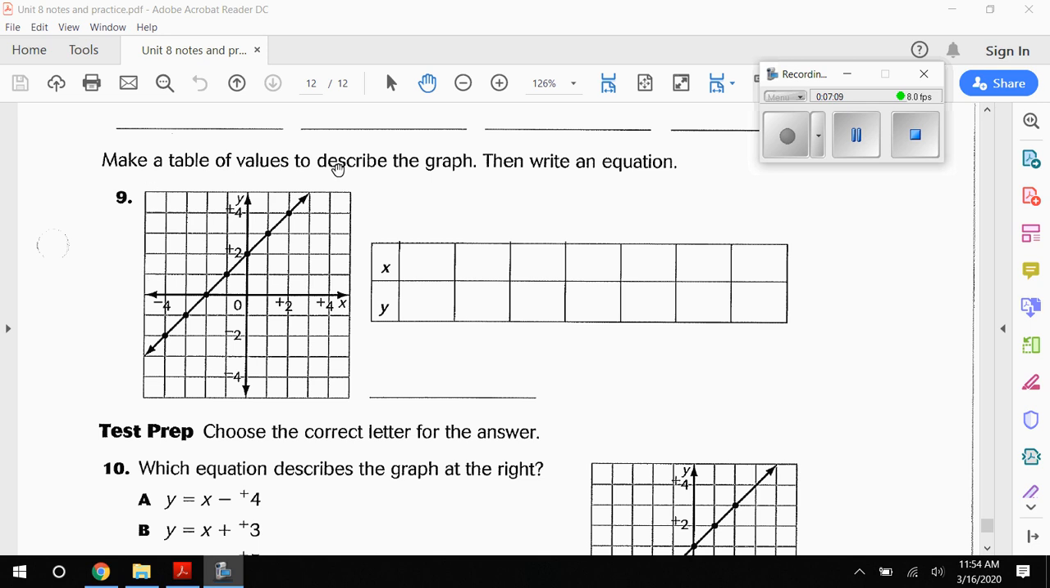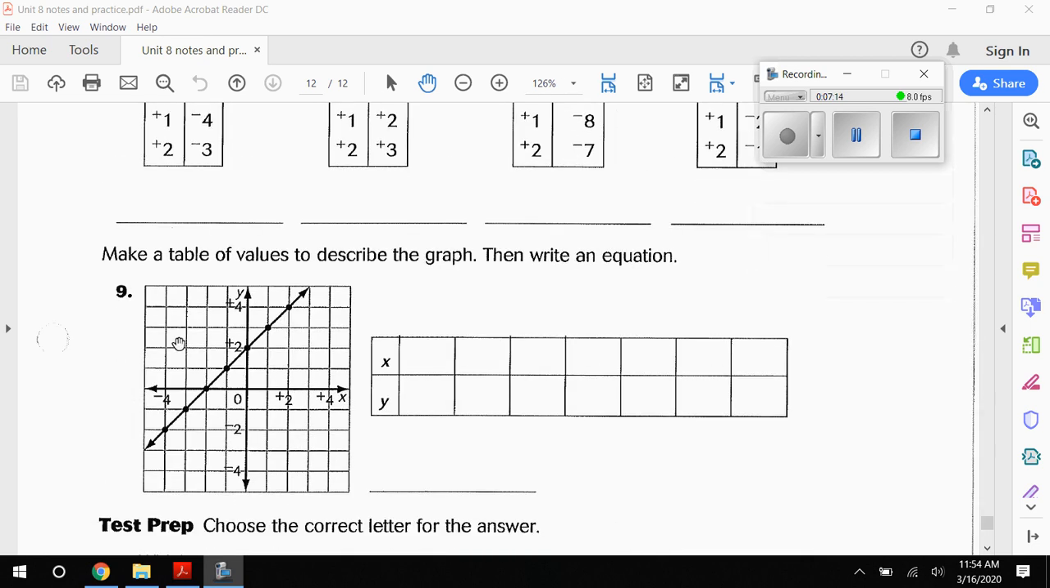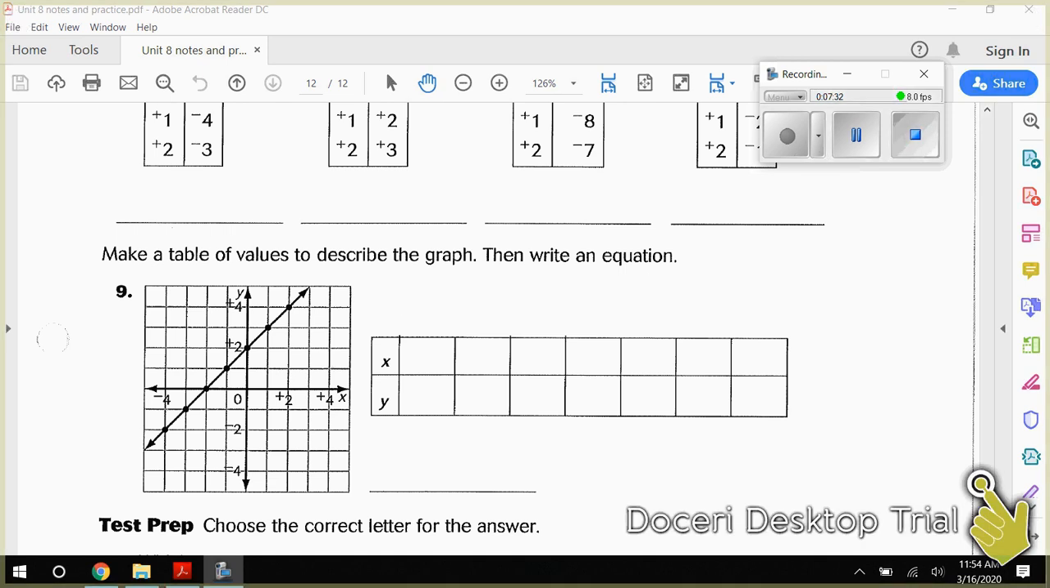All right, so number 9, this could be tricky if we're just looking at it. It says make a table of values to describe the graph, then write the equation. So they're not giving us the table, but they are giving us the graph. And again, what I'm going to ask that you do is just focus on the positive. So we know that quadrant 1 is positive, positive, right? So just focus over here. I'm not even worried about the negative side right now.